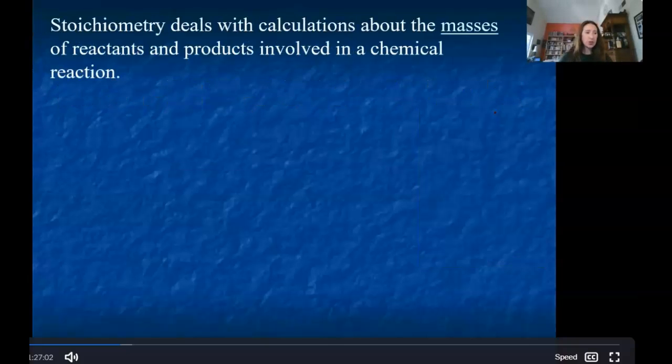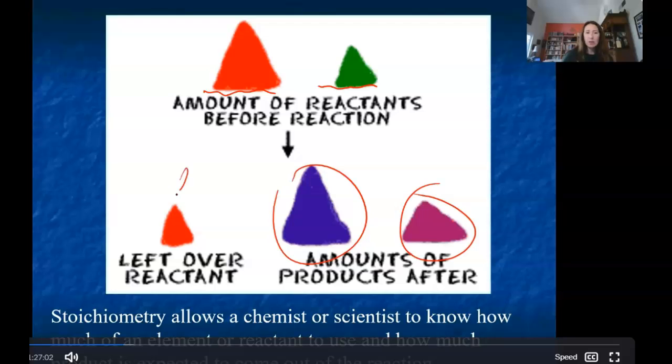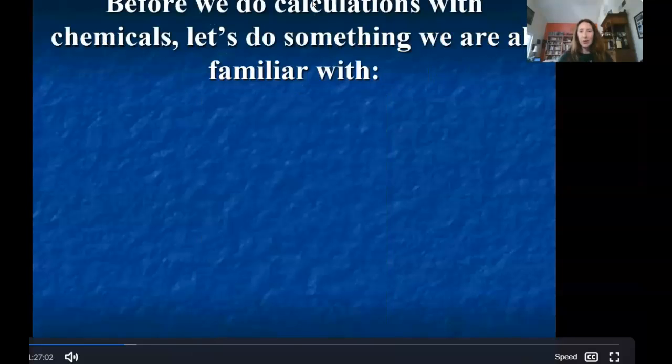So stoichiometry just deals with the calculations about the masses of reactants and products involved in a chemical equation. And so what we're going to do is we're going to have a certain amount of our reactants, and then we're going to use unit conversion like we have been doing, and we're going to figure out how much product we have, and we'll even be able to calculate how much is left over. So when we do this, we need a balanced equation. Oh, so we are going to be balancing equations.